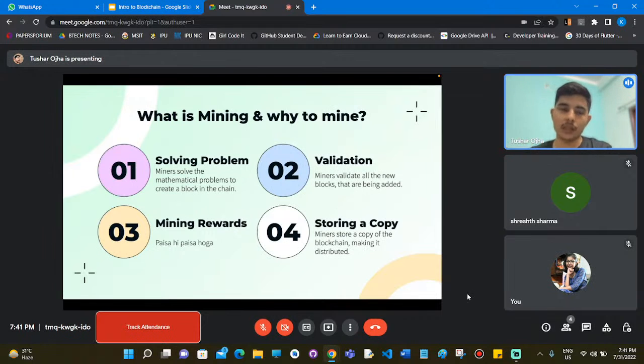And for those mathematical problems, the one who is going to solve it for the first time, the one who solves it the fastest, is going to add a new block. He's going to add the new block, and all the other nodes in the system are going to verify this node, and then they are going to add it.